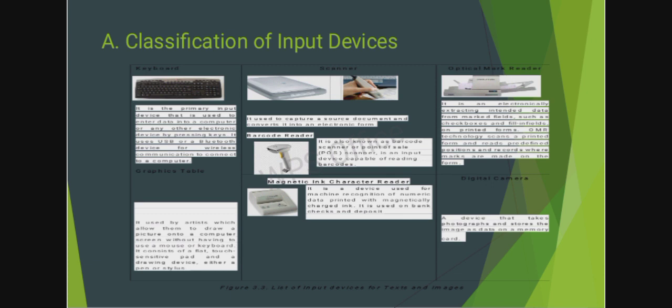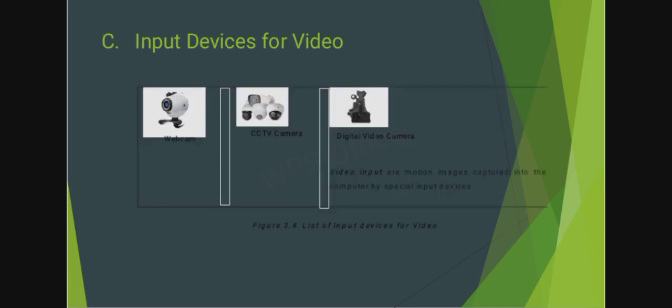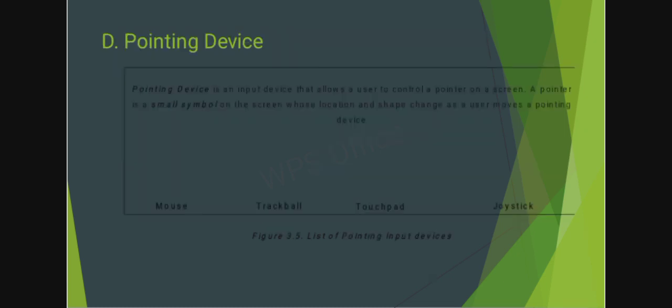Next, we have the input device for audio: microphone and the MIDI keyboard. Next, we have the input device for video: webcam, CCTV, and digital video camera. Next, we have the pointing device. Examples of this are the mouse, touchpad, trackball, and joystick.